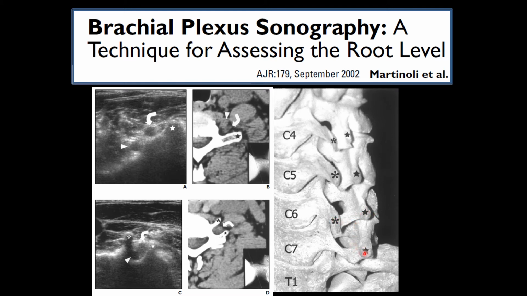But C7 in particular is missing that anterior structure. It just has the posterior structure. So you can actually count those back. So here you can see the U shape of the nerve coming out of the foramen and C7 missing that structure.